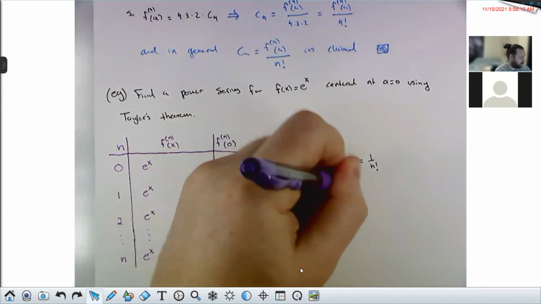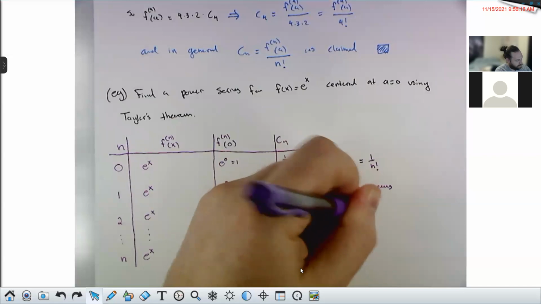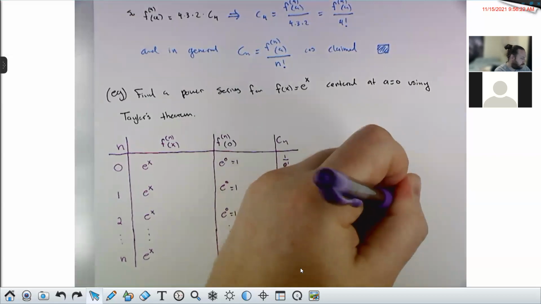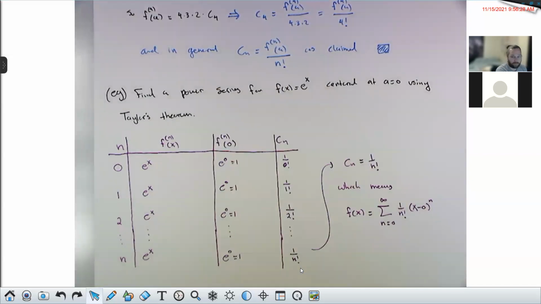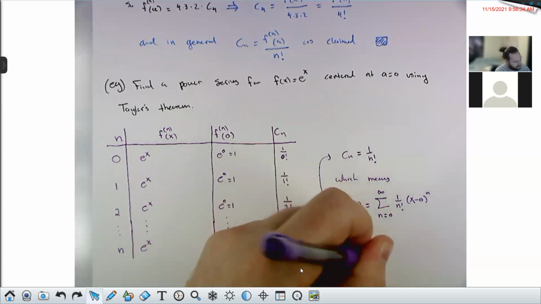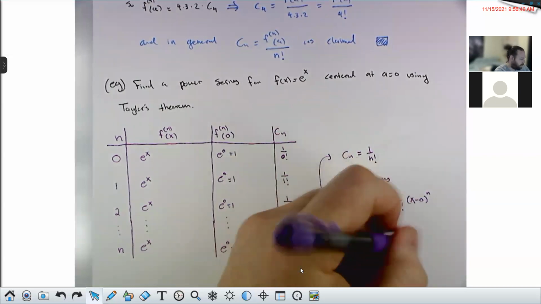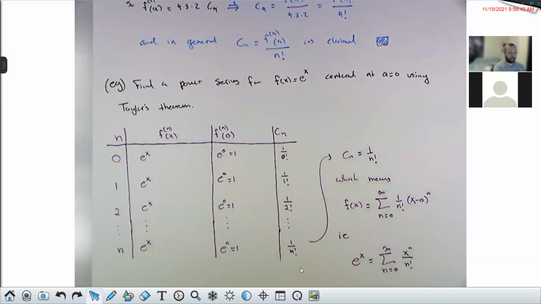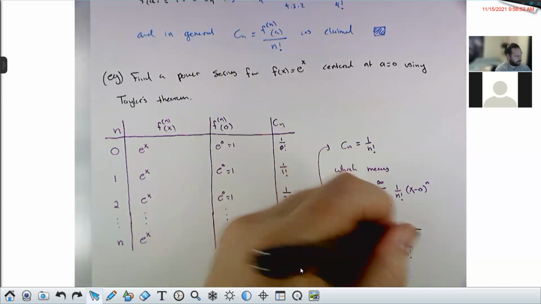which means f of x is sigma n from 0 to infinity 1 over n factorial times x minus 0 to the n, i.e., that is e to the x is sigma n from 0 to infinity. X minus 0 to the n is x to the n times 1 over n factorial is divided by n factorial. This is the power series for e to the x.